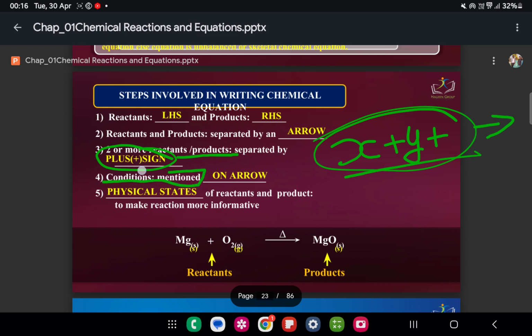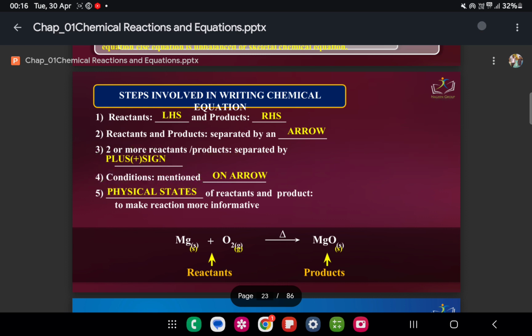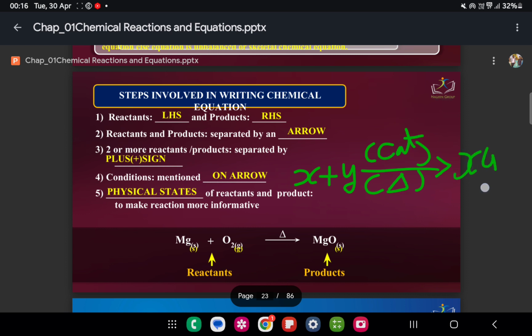Conditions are mentioned on the arrow. Condition mentioned on the arrow means if we are taking X plus Y gives rise to, and any condition is there, we can write it above or below the arrow. If we are giving temperature, we have to write it. If we are using any catalyst, we have to write it here. We will get XY as a product. This is the product, these two are reactants.